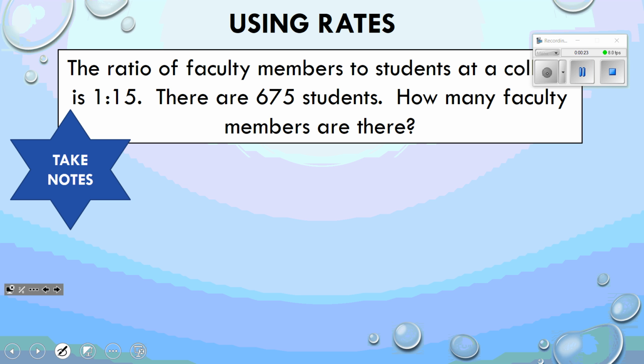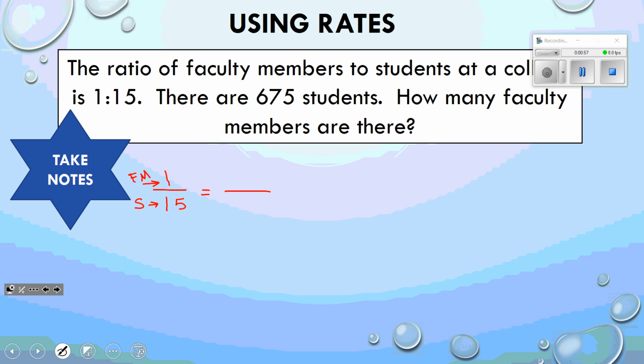Since they start out giving us a ratio here of 1 to 15, we're going to set that up as looking like a proportion. So if we set that up, 1 to 15, 1 to 15. For our second proportion, notice that when they said faculty members to students, since they mentioned faculty members first, that tells us that faculty members is the 1, and because they said students second, it's the bottom number. So you have to look at that.